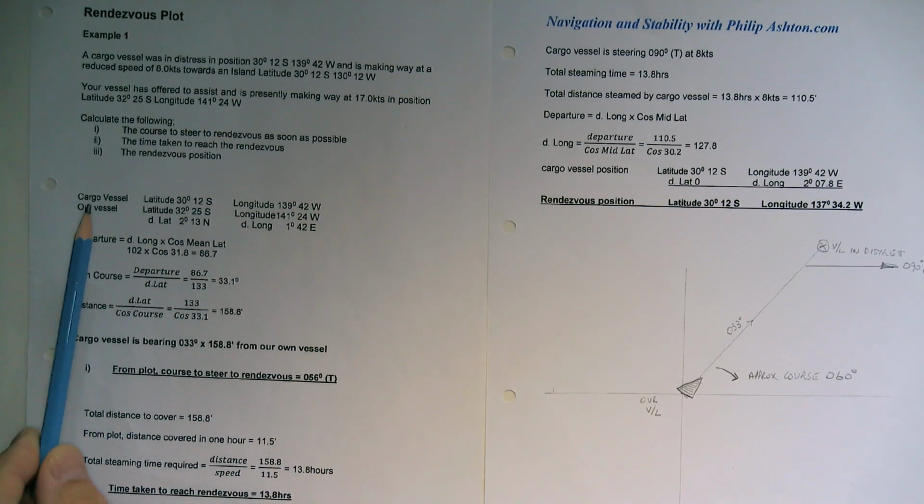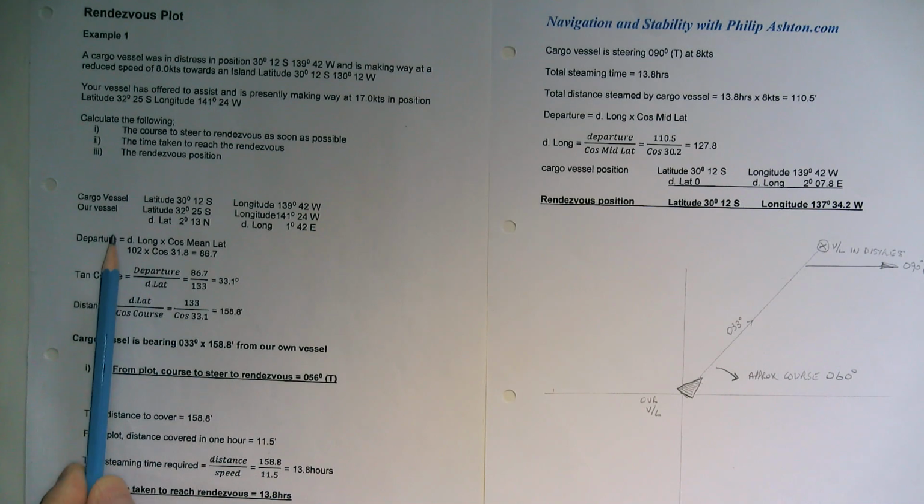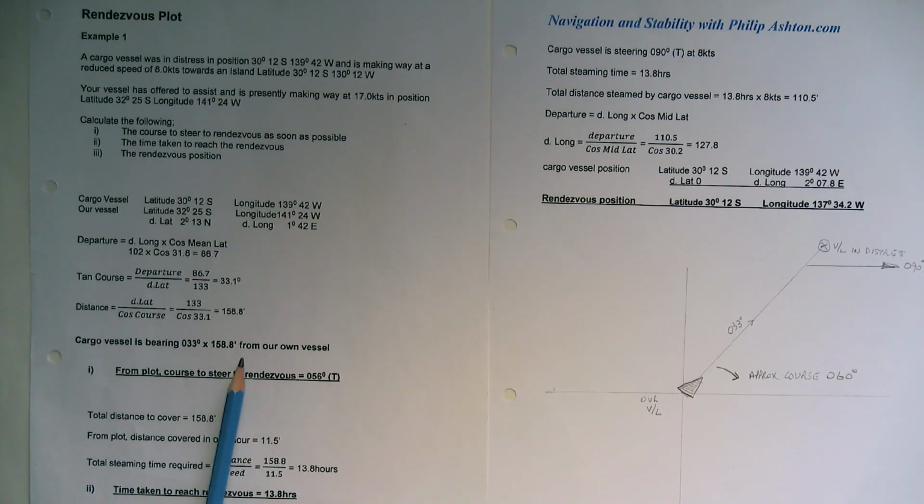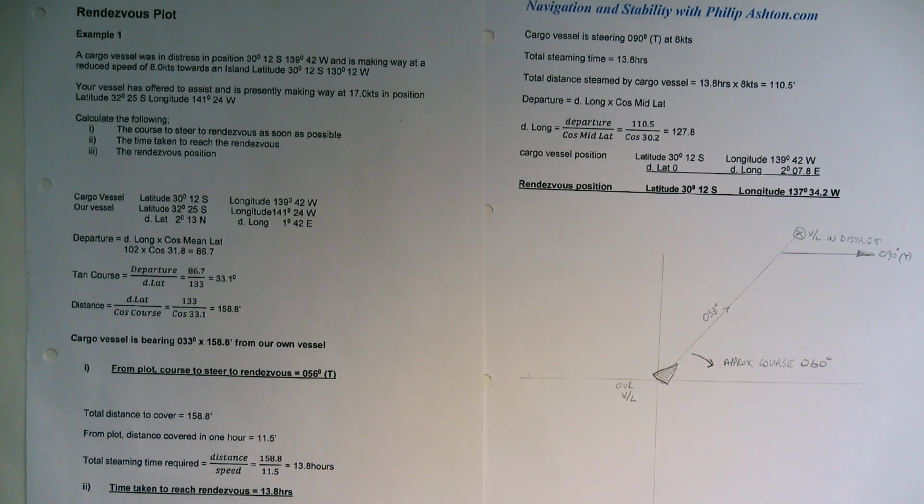So the first thing we need to do is work out the bearing and distance between our vessel and the vessel in distress. And we simply do that by plain sailing, as written here. Now, before we do the plot, we could just do a little sketch. There's our vessel in the centre. 033 degrees is the bearing of the cargo vessel from us, going at 090. So we can see here that our approximate course is probably going to be around 060 degrees.